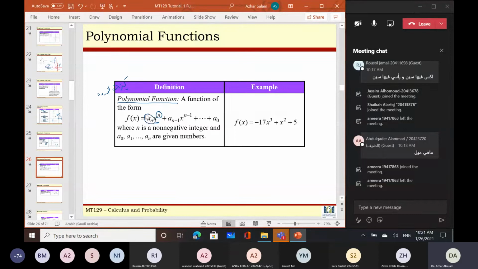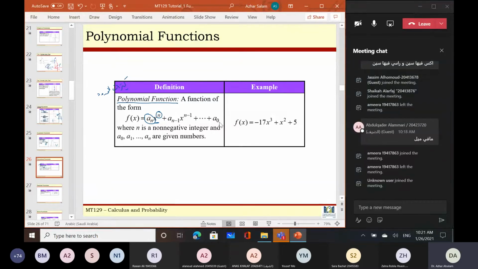Okay, and the coefficient will be an. The next power, less than n, will be n minus 1, and the same for the coefficient. I denote it with a(n minus 1), until the constant term, which is a0. This is only a constant, x to the power 0.